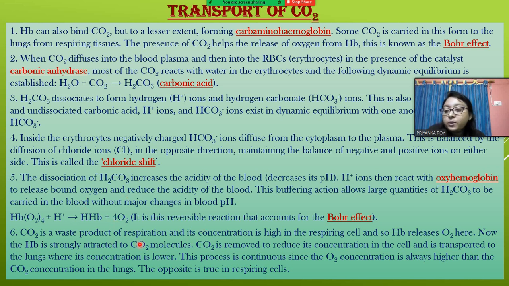CO2, like we know, is a waste product of respiration, and its concentration is high in the respiring cell. So hemoglobin is now releasing oxygen here, and Hb is strongly attracted to CO2 molecules. So CO2 is removed to reduce its concentration in the respiring cells, and it is transported back to the lungs, where the concentration of CO2 is lower and the concentration of oxygen is high. Therefore the opposite process will happen there, and oxygen will be taken up again and brought back to the tissues.